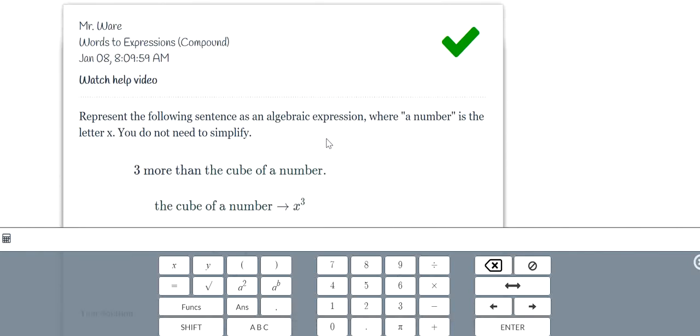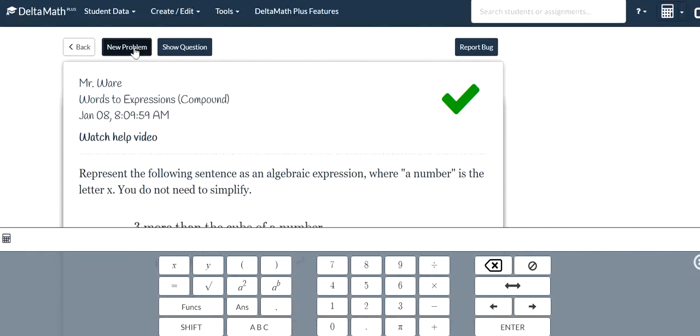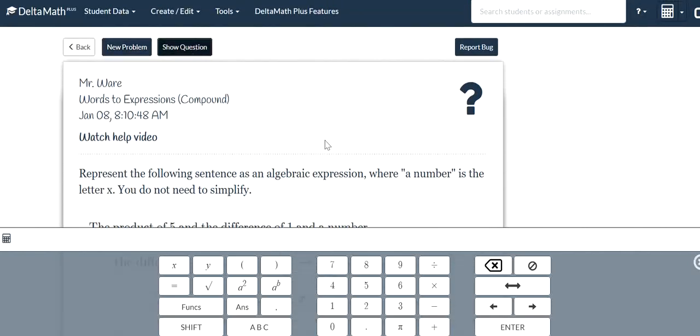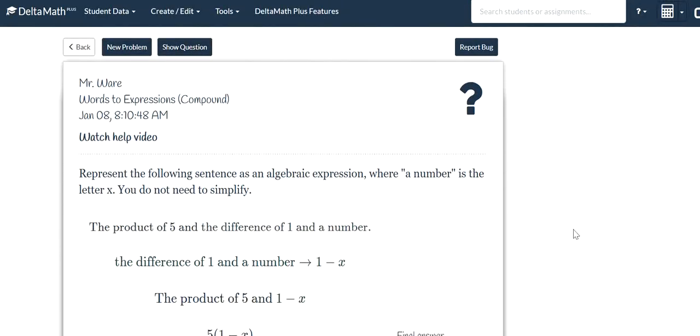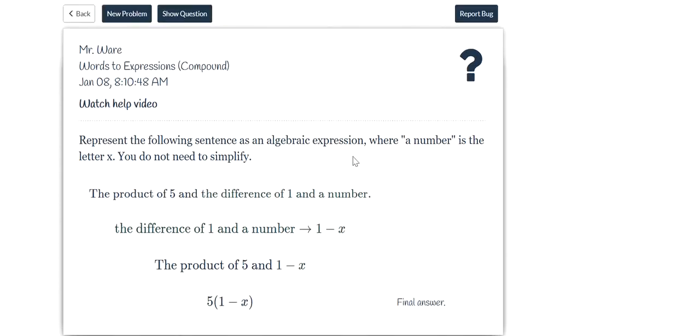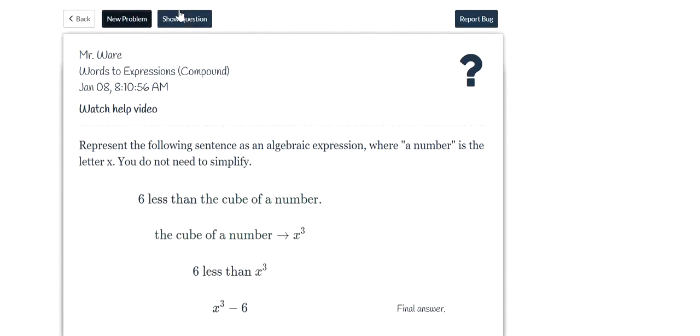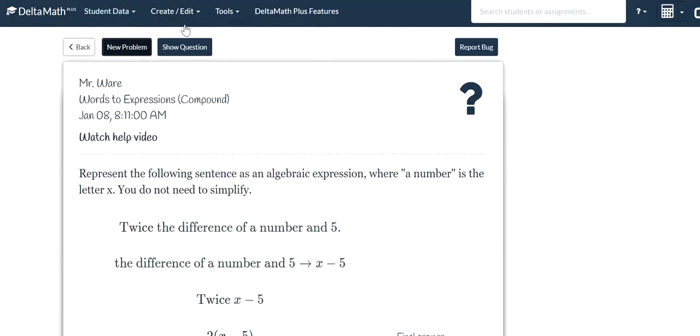And let me see if I could find one that may require parentheses here. Let me look at the answer. I want to go through one that has parentheses. Okay, this is one here. Alright. Had it and lost it. No problem. Here we go.